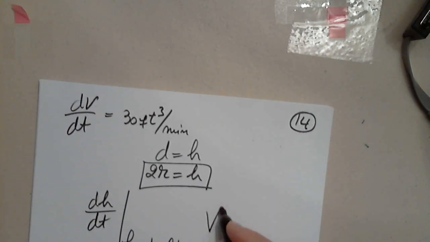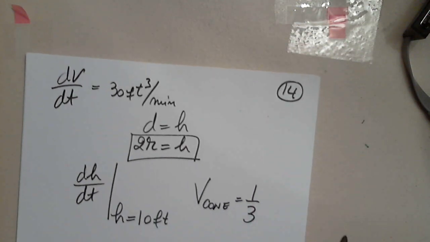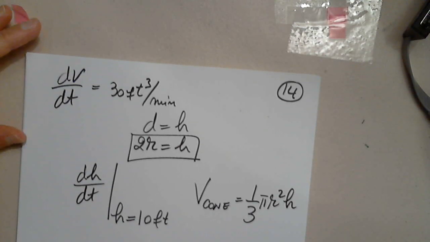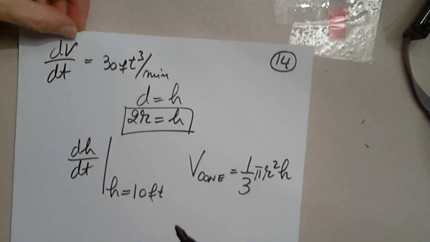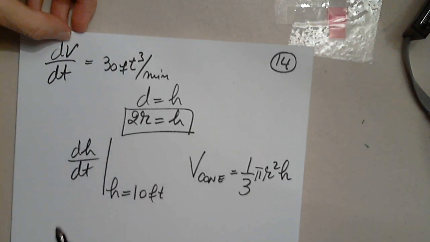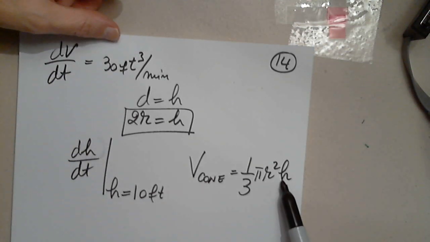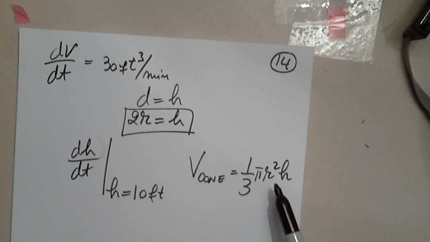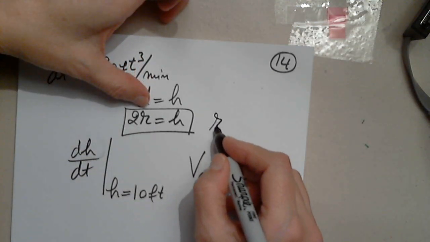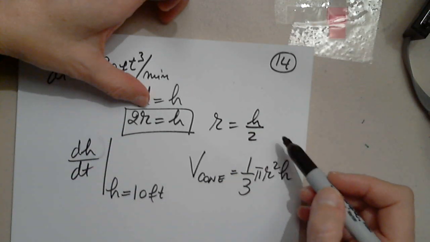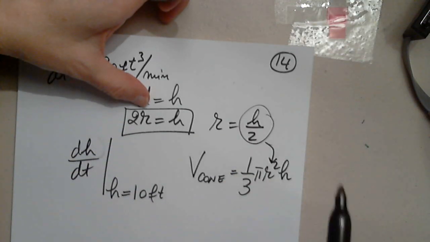So we have to start with the volume of a cone. And remember, it's 1/3 of the volume of a cylinder, area of the base times the height. So I only want the function v to have only one variable in it. If I could get rid of the radius. Yes, I can. From this relationship, the radius is h divided by 2. And I will replace it.